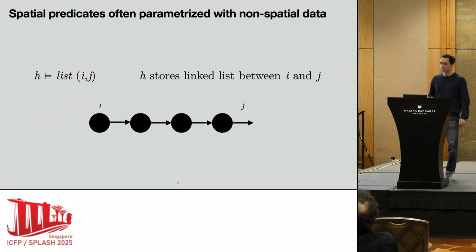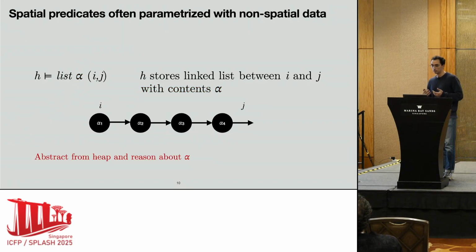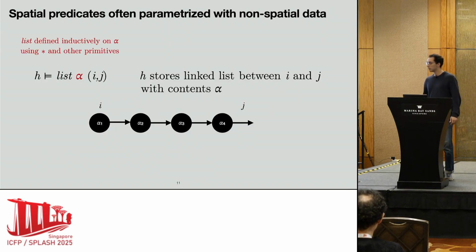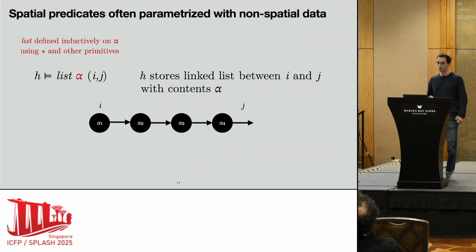These spatial predicates are often parameterized with non-spatial data. By non-spatial, we mean abstract mathematical structures. So for example, we could extend our list predicate with a mathematical sequence as a non-spatial argument. This way, in the verification process, we abstract away from the heap and reason instead about the mathematical sequence and its properties. In practice, this list predicate is defined inductively on alpha using star and other separation logic primitives, which will enable us to decompose this structure in the heap.